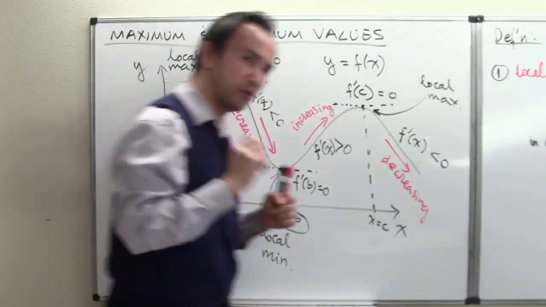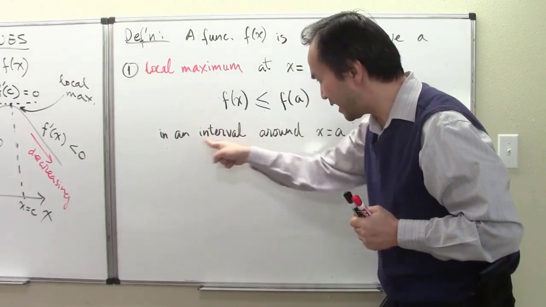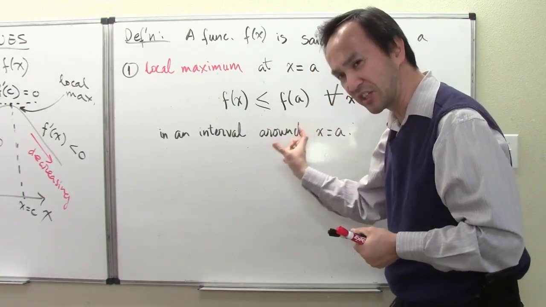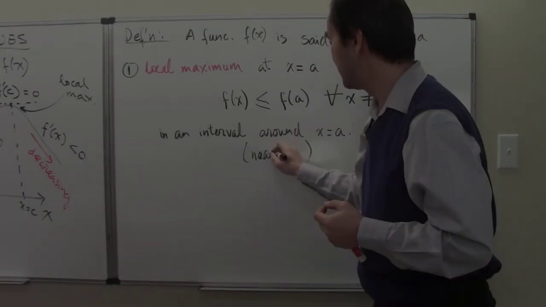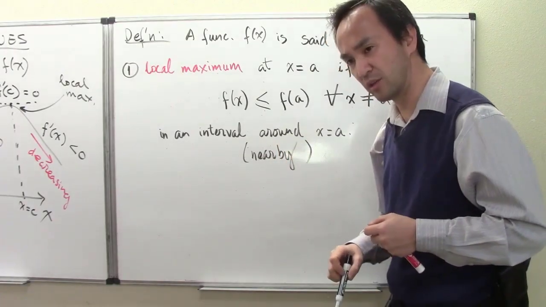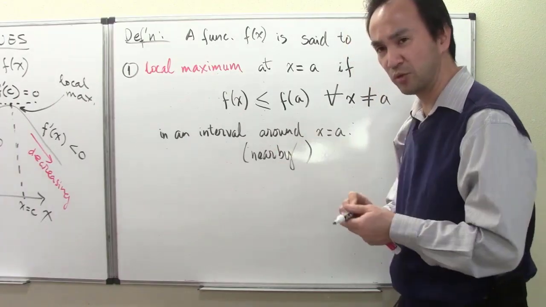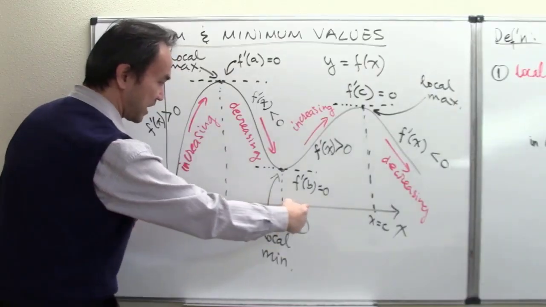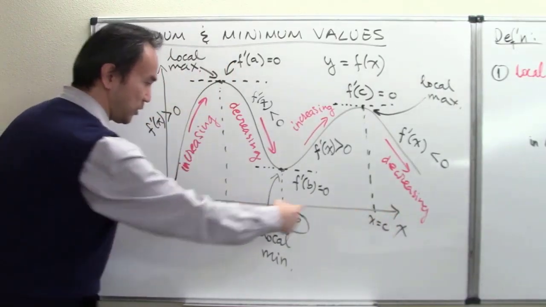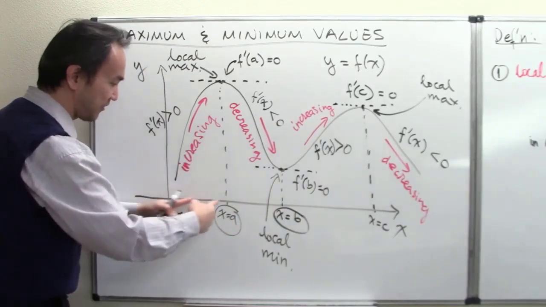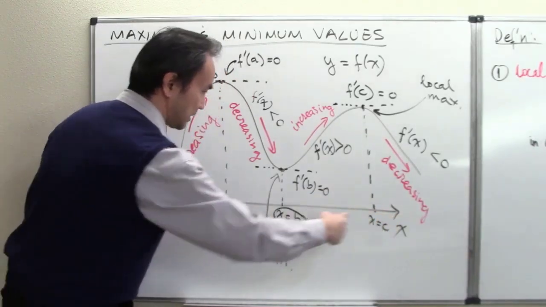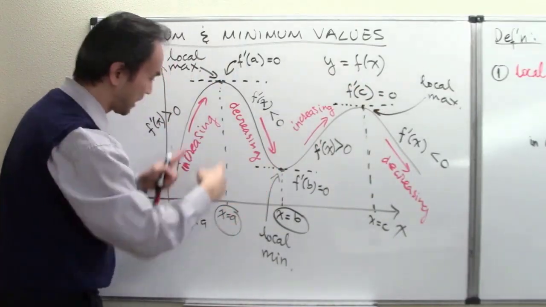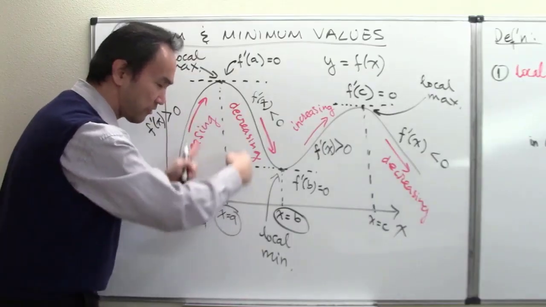But be careful with my wording a little bit. In an interval around x equals a, to be more precise, I mean close enough, just nearby. The word around means an interval nearby x equals a. If we pick an interval that's way too far, it can be that large, but an interval that large may include some other local maximum. We don't want that. We just want some interval that's right around a.